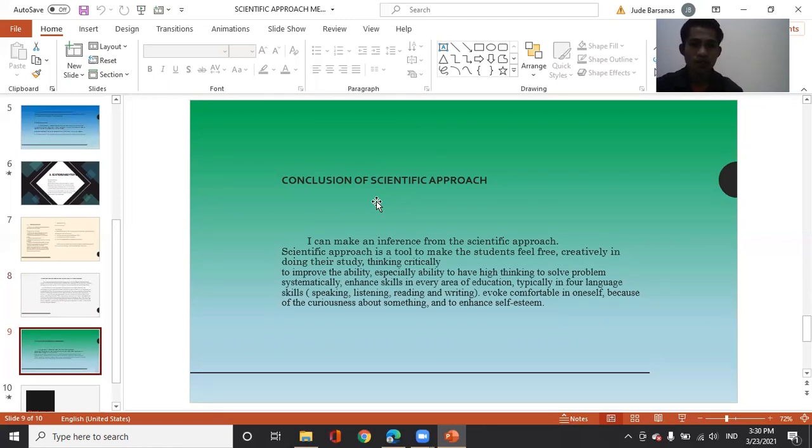Well, the scientific approach is a tool to make students feel free, carefree in doing their study, thinking critically, to improve their abilities, especially higher-order thinking, to solve problems systematically, and enhance their skills in every area of education, typically in four language skills. Speaking, they have to speak; listening, knowing how to listen and understand the words being spoken by others; reading, to analyze the text information well; and writing well.